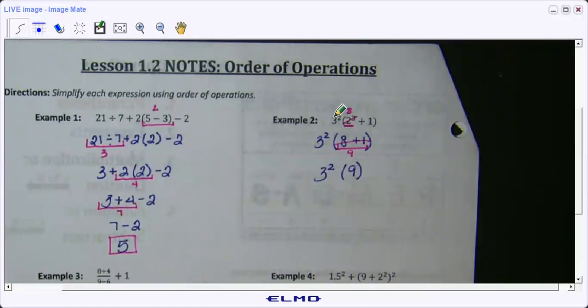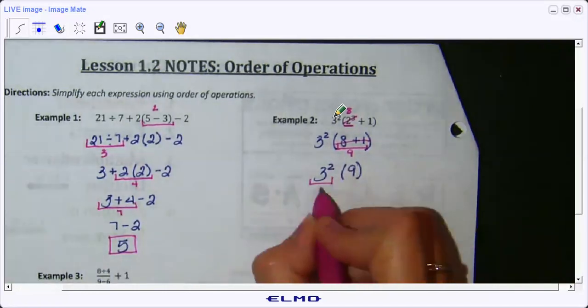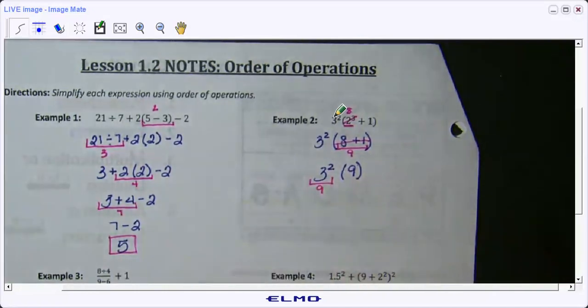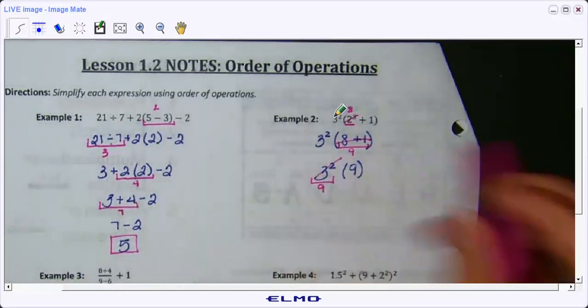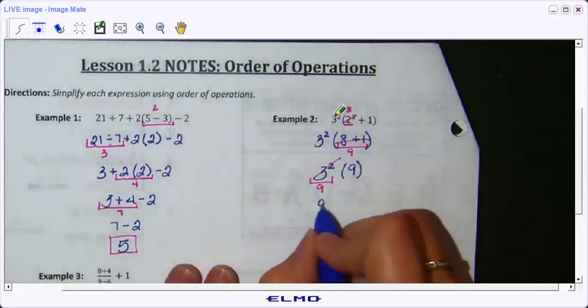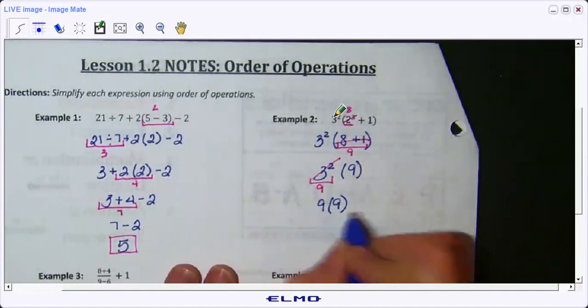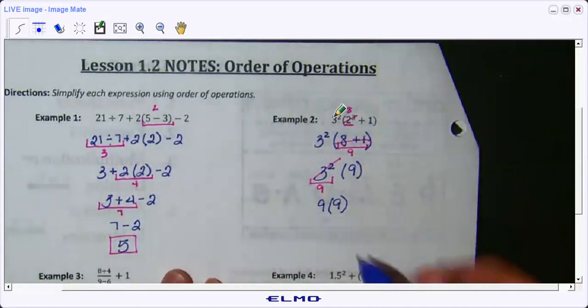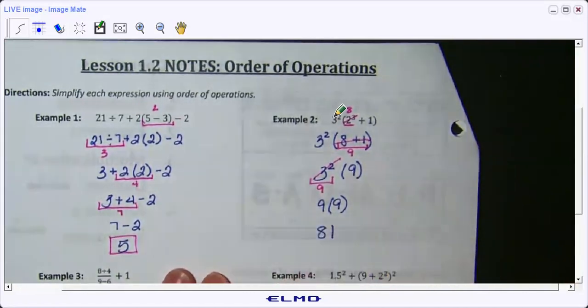So we completed all of the parentheses. Now our next step is exponents. So we're going to solve 3 squared, because that's our exponent, and that is 9. So now I have 9 times 9, which is 81. And there's my final answer.